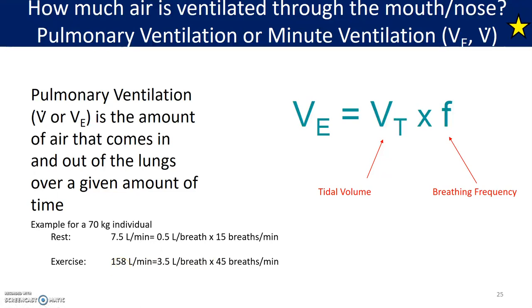Now that's impressive. That's 158 liters of air, I should say, in and out of the lungs every minute. Think about that in terms of Coke bottles. That's a lot. And this is a realistic number. These numbers are data that I collected off of someone during a VO2 max test. You can get a lot of air in and out of those lungs every minute.